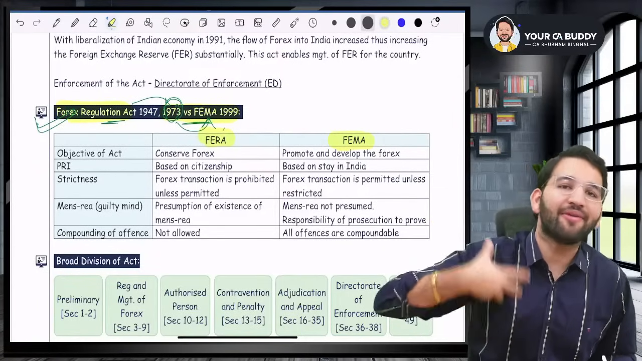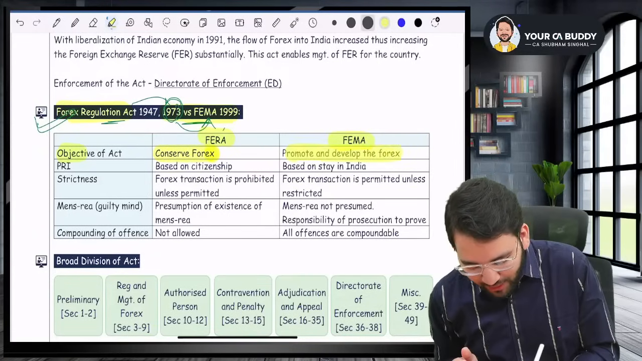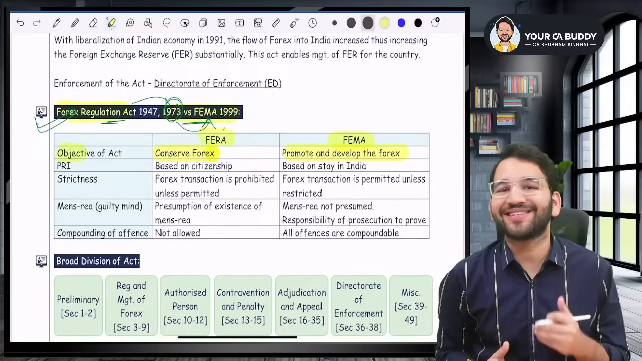We will earn more and will spend more. That is our objective. So there is a change in objective. The objective was to conserve forex. Now the objective is to promote and develop the forex. Number two, PRI, person resident in India.